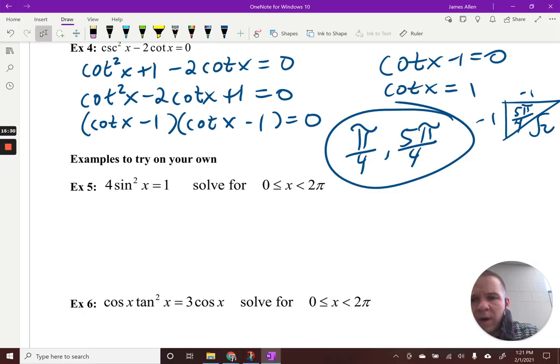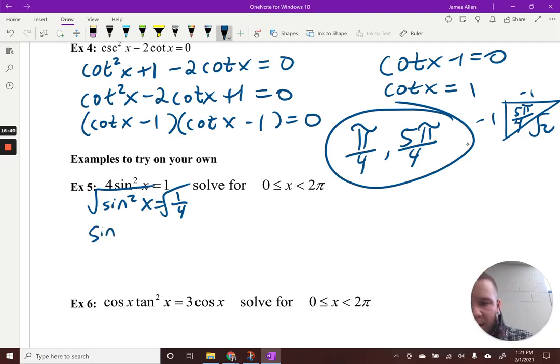All right. Well, if I divide by 4, because I want to try and get this guy by itself. Now, it's not like it's always going to involve our Pythagorean identities. This one doesn't. We already have just one trig function, so there's no reason to mess it up. So if I square root both sides, I'm going to get sine of x equals plus or minus 1/2.